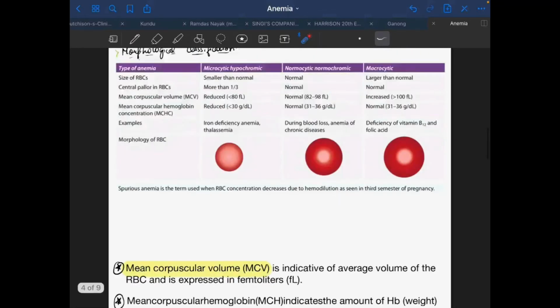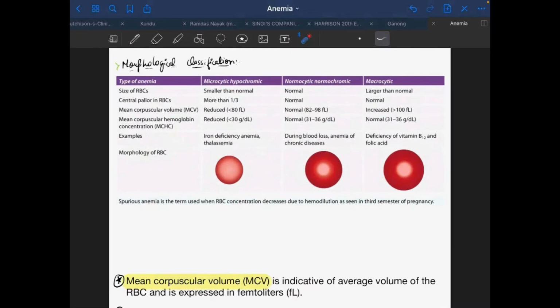Here, this MCV, that is the size of RBCs, is generally increased in case of macrocytic anemia, whereas it is normal in normocytic and it is decreased in microcytic anemia. MCH, that is the amount of hemoglobin concentration in a particular volume of RBCs, is generally reduced in microcytic and hypochromic anemia. It is normal in both the cases of normocytic and normochromic.